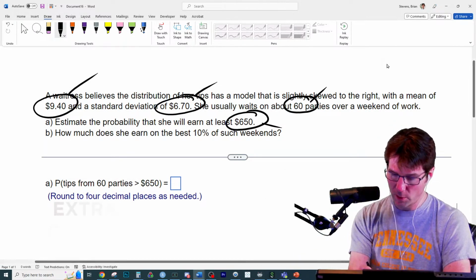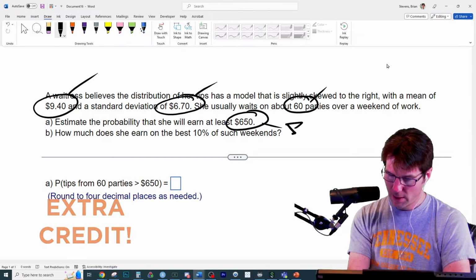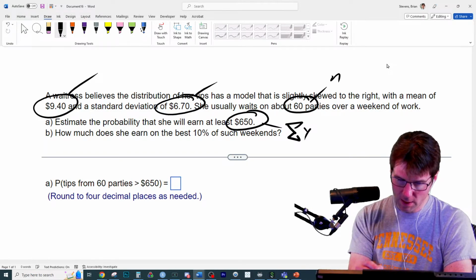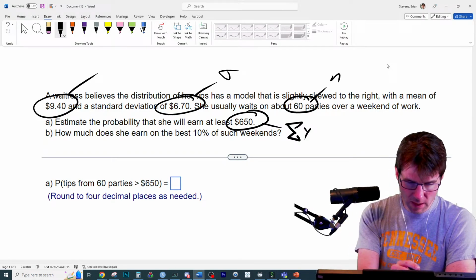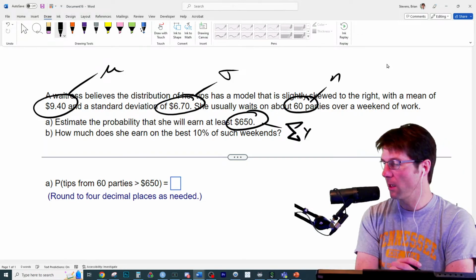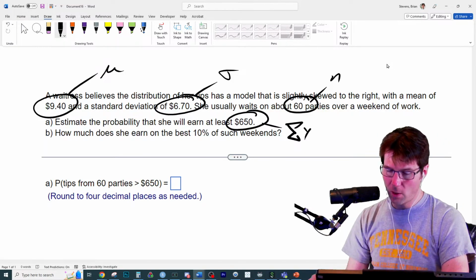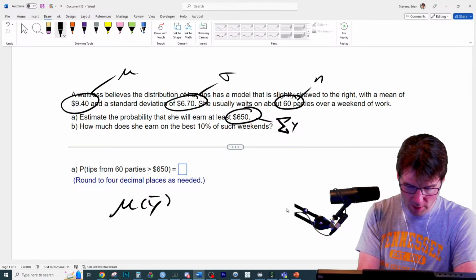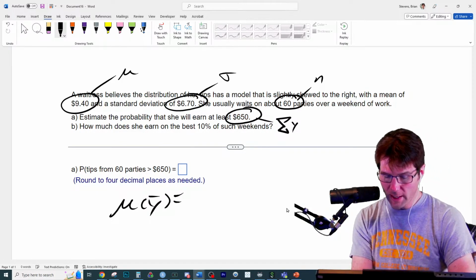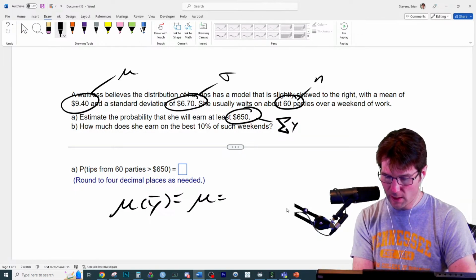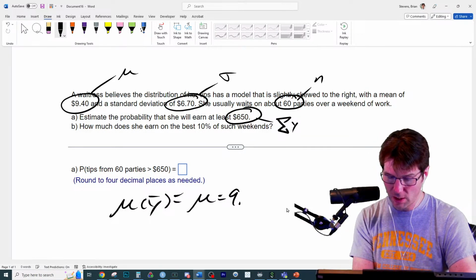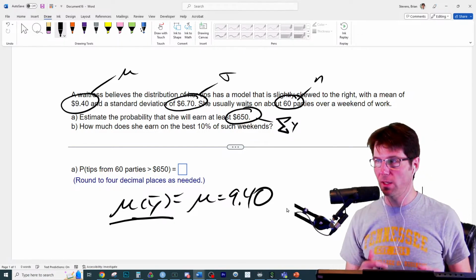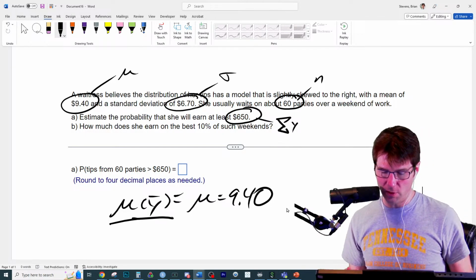And we even mentioned that this one's a weird one because this is the sum of their tips. That's the sum of their tips. So this is their parties, this is the standard deviation, and this is the mean. So now we need to solve some formulas down here. Mu y bar equals mu. So if they usually make $9.40 on a table, they would expect an average tip of $9.40. And that's the expected sample mean. Important thing to see right there. I'd expect a sample mean of $9.40.